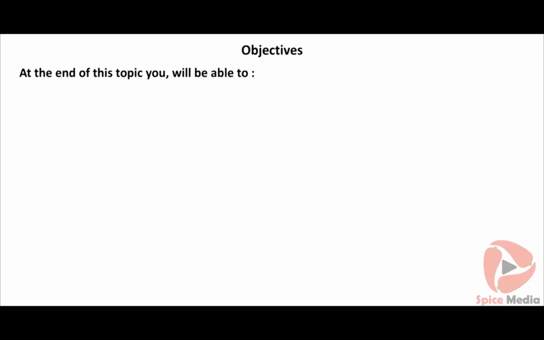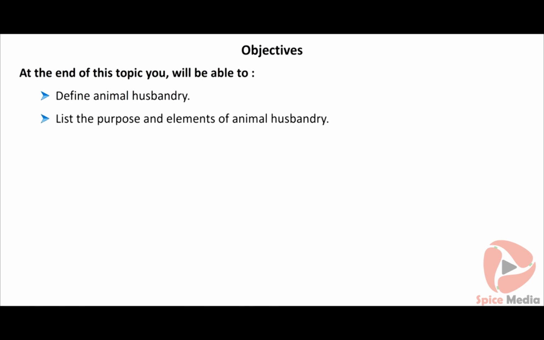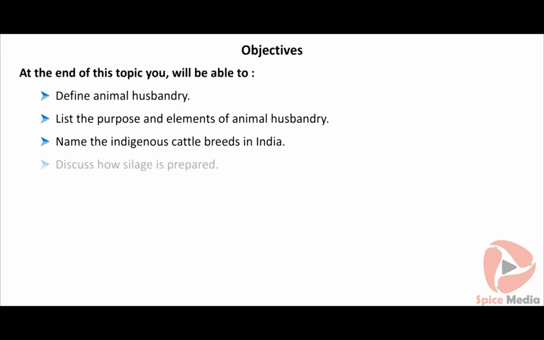At the end of this topic, you will be able to define animal husbandry, list the purpose and elements of animal husbandry, name the indigenous cattle breeds in India, and discuss how silage is prepared.